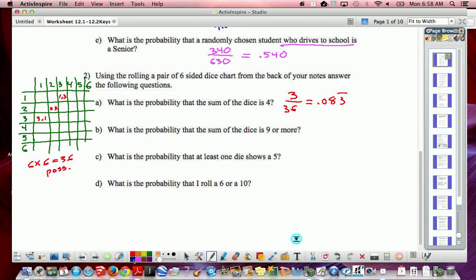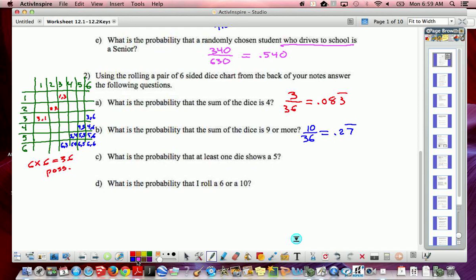B says, what's the probability that the sum of the dice is 9 or more? So a 9 or more would be like 6 and 3, 6 and 4, 6 and 5, 6 and 6. So all of those are possibilities. So is 5 and 4, and 5 and 5, and 5 and 6. And so is 4 and 5, and 4 and 6, and so is 3 and 6. So all of those are a sum of 9 or more. So we have 10 of them out of 36. That reduces to 0.27 with the 7 repeating.